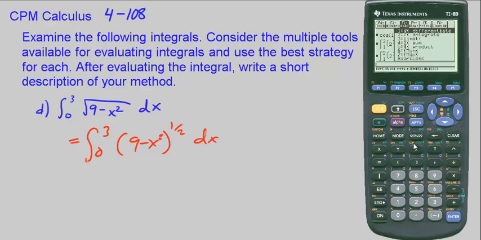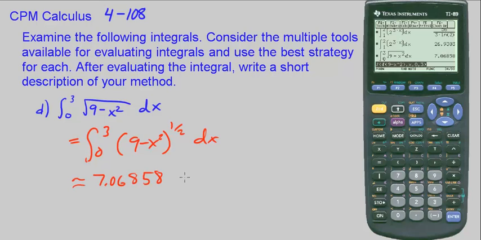So I'm going to go F3, number 2 to integrate. Let me write it as the square root of 9 minus x squared, comma, x is the variable, comma, the start is 0, the stop is 3. This time I'm going to do the diamond enter to get the approximate value from the beginning, and that's approximately 7.06858. I'm going to put units squared.